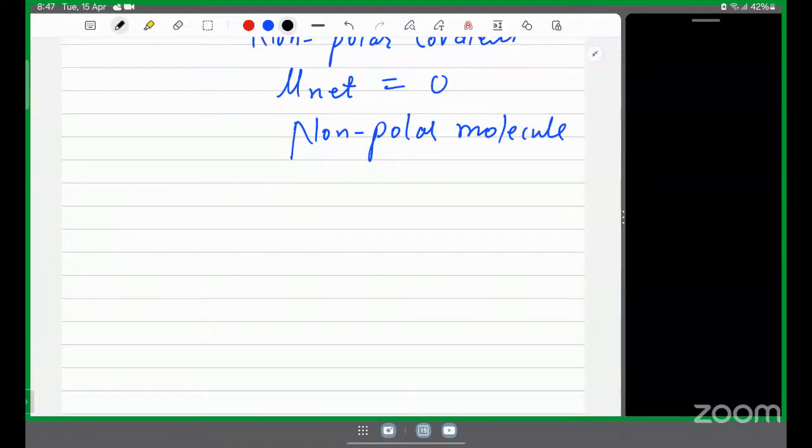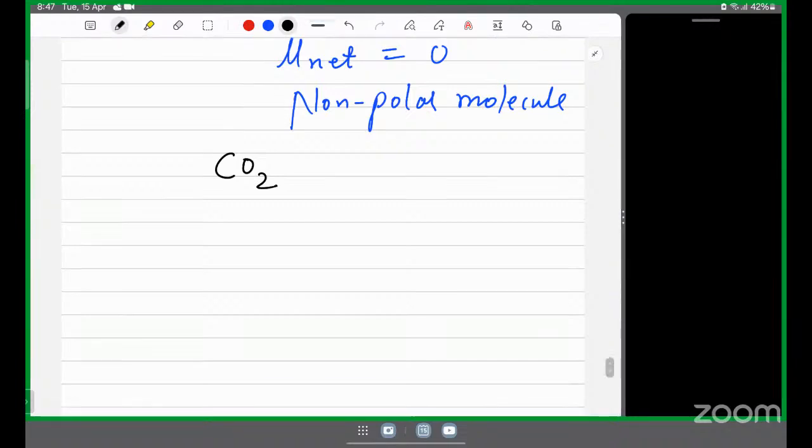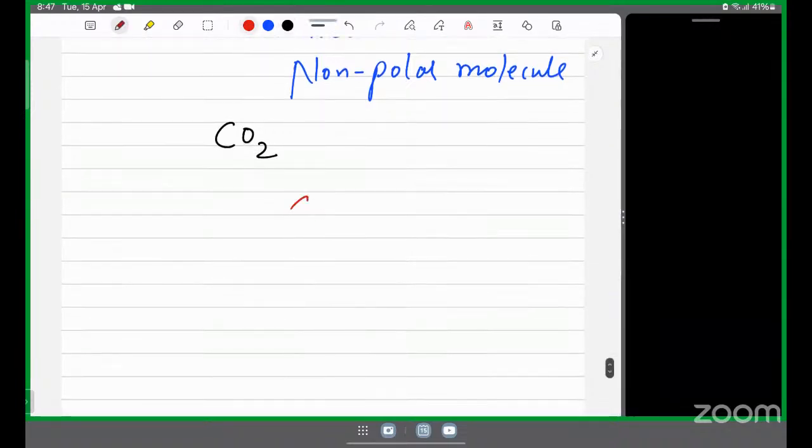Is it possible that a molecule can have a polar covalent bond, but its behavior is non-polar? Is it possible? Yes. How is it possible? If you look at the CO2 molecule, its geometry is linear. C double bond O, C double bond O.